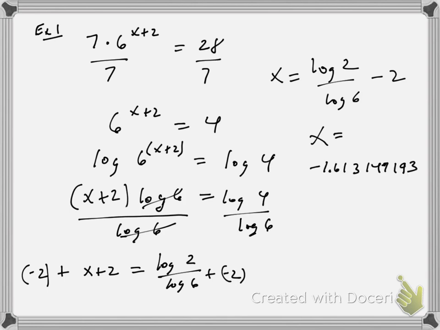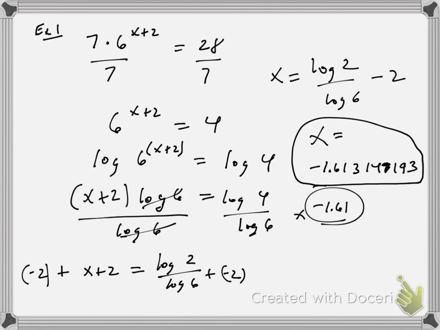So when I do this on my calculator, the number that I end up with is this one right here, this negative 1.613147193. That's a 7 right there. So if I round to the nearest hundredth, the answer that would be acceptable is that x is equal to this negative 1.61 that you end up with right here.